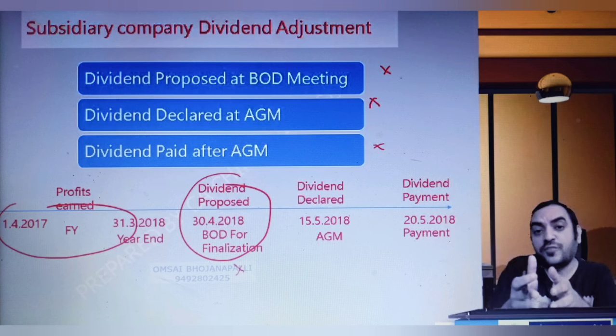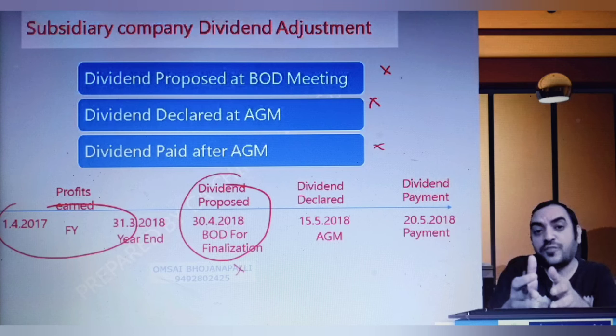It is possible, but an exceptional situation, because if they want to pay a dividend before the year end, they will simply pay it. Why would they declare before 31st March and pay after that? It does not make sense. So in the question, if they give you an adjustment, dividend proposed, and you are preparing the consolidated balance sheet for the year 17-18 as of 31st March 2018, what will you do? You will ignore it. Why? Because as per AS 4 and Ind AS 10, a dividend proposed after the balance sheet date is a non-adjusting event.